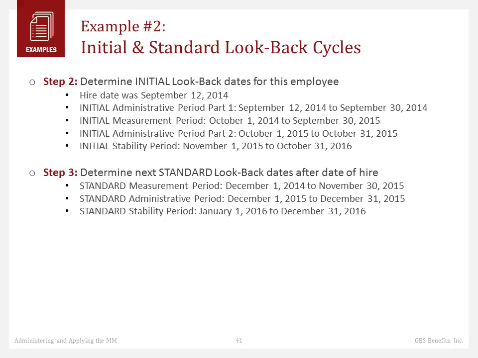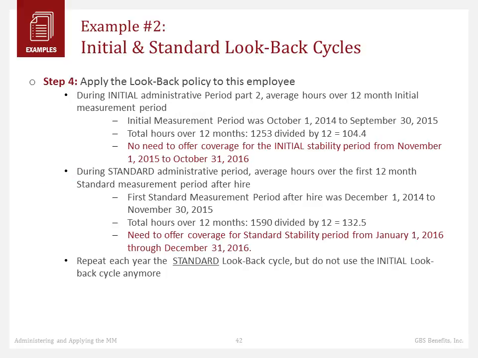Now, the standard dates for this particular employee are important to determine as well. The standard look-back dates for this particular employee started December 1st, 2014, because that's the first standard measurement period that started after the hire date of September 12th, 2014. So then you can see here that the regular dates are December through November of 2015, and the stability period started January 1st of 2016 and goes for 12 months.